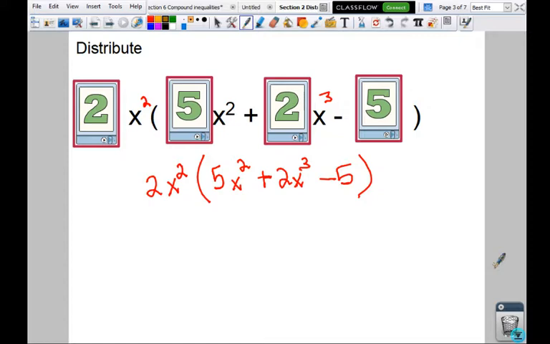Call on a few different people. And then we'll move on to the second part of our lesson.